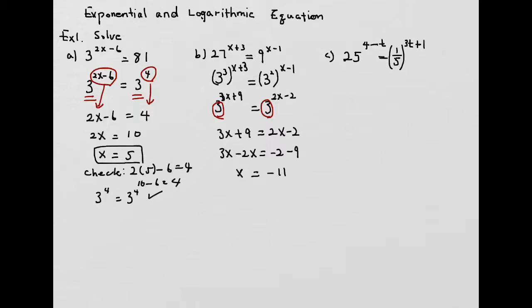So when you replace x with negative 11, here you get negative 11 plus 3. And then here, negative 11 minus 1 is going to be negative 12. So 9 to the negative 12 exponent will be the same as 27 to the negative 8 exponent. And you can take that from your calculator. So your solution on this one is going to be negative 11.